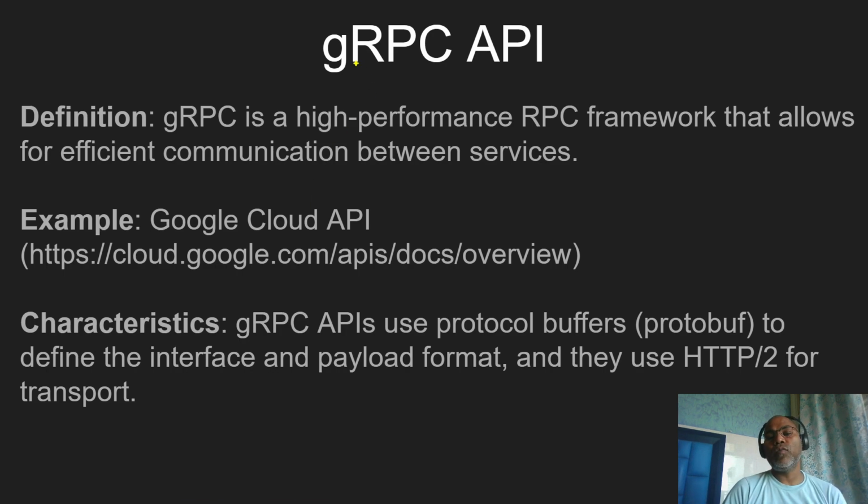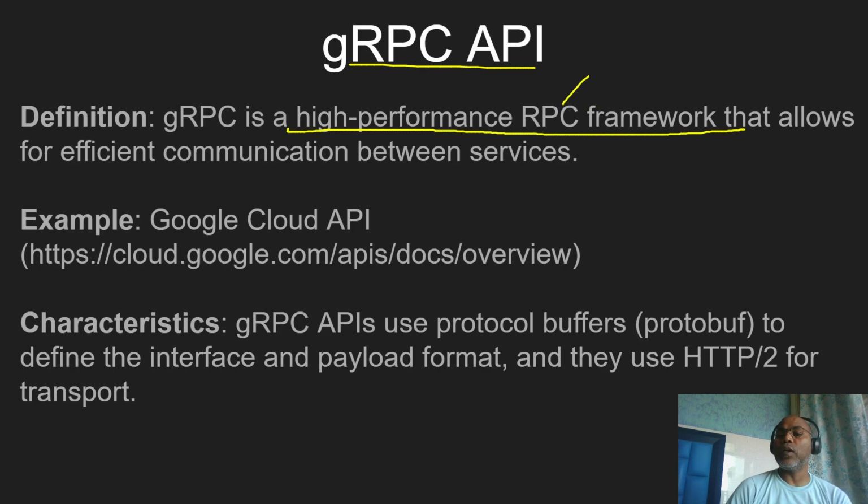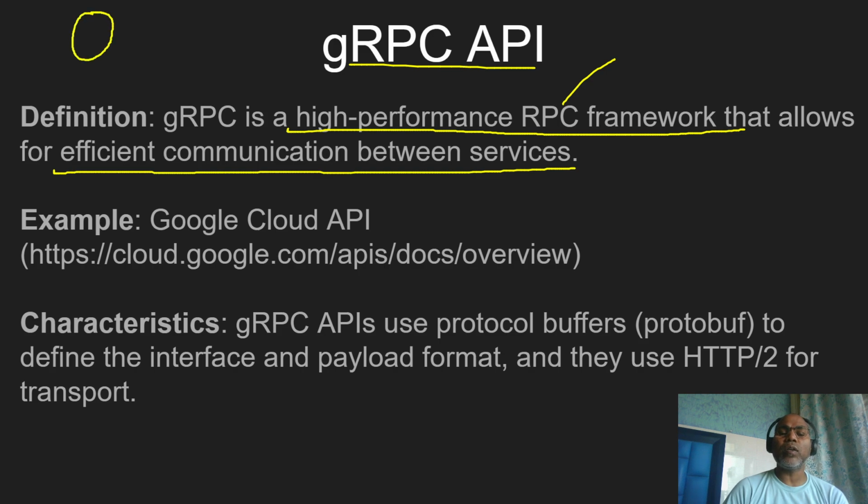Sometimes we are talking about the gRPC API. Generally, gRPC API is the high performance RPC, remote procedure call framework that allows efficient communication between the services. That means this is designed so that one specific microservice talks to another specific microservice.